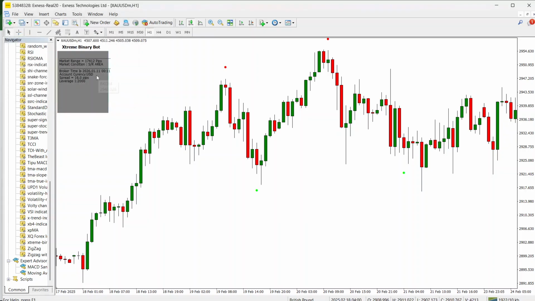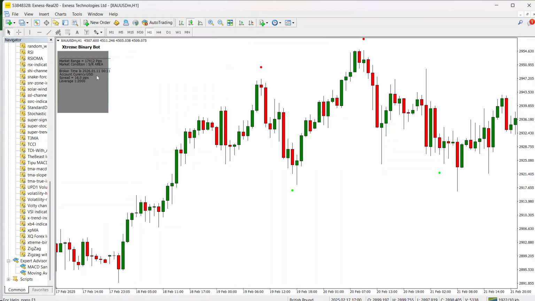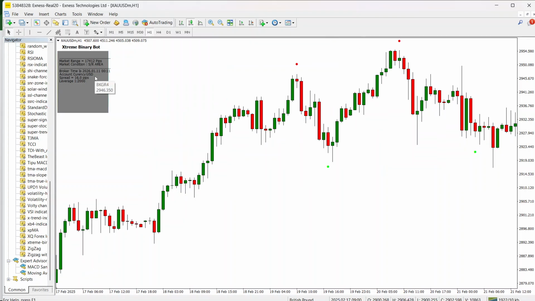The Xtreme Binary Bot Indicator is suitable for binary options traders, forex scalpers seeking quick entries and exits, and short-term traders who need comprehensive market information and rapid signals on any time frame. Its strengths include being easy to understand, with clear visual presentation, working on all time frames for flexibility, presenting clear entry and exit points with comprehensive data display, and usefulness for both manual trading and automated systems.